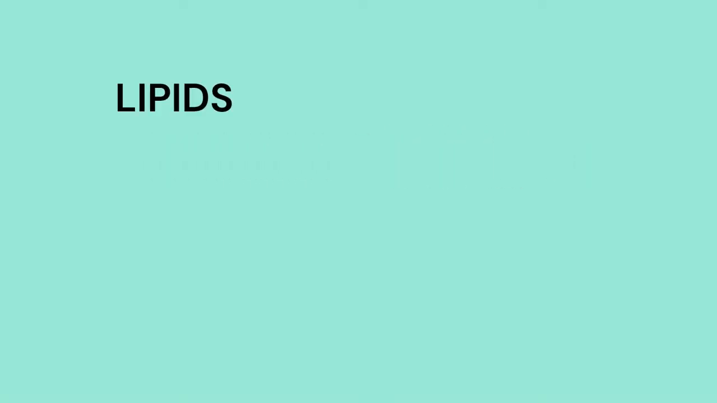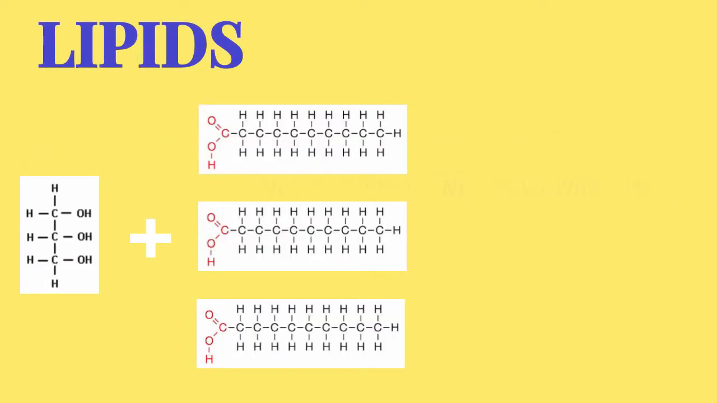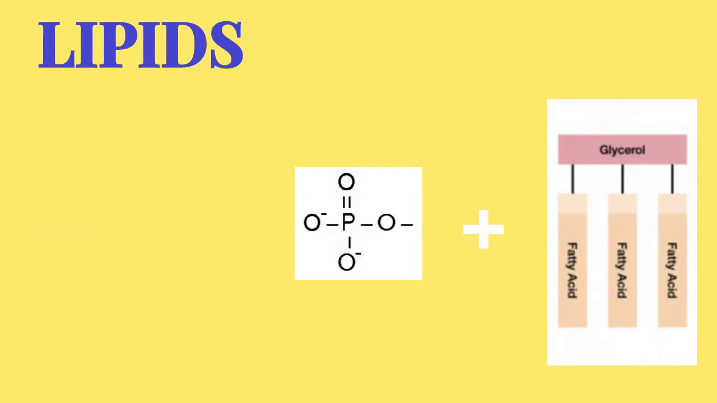There are four biomolecules: lipids, proteins, carbohydrates, and nucleic acids. First, we have lipids containing CHNO. The monomers for lipids are glycerol and fatty acids. One glycerol and three fatty acids bond to form triglyceride. When a phosphate group is added, it forms phospholipids.